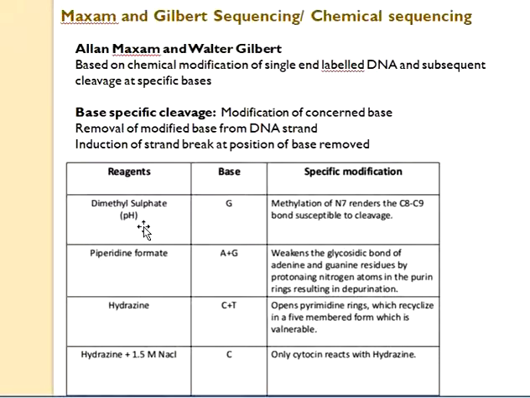So like this we perform various base-specific chemical cleavages with different chemical reagents specific to different bases in the DNA. How these chemicals modify the bases is given here in this table. For example, dimethyl sulfate causes methylation of the N7 of guanine, thereby causing the C8-C9 carbon bond to break or cleave, and thereby removal of the G nucleotide from the DNA strand. Like this, several chemicals have an individual reaction to remove a specific nucleotide in the DNA template.